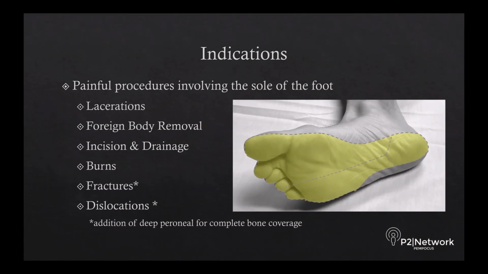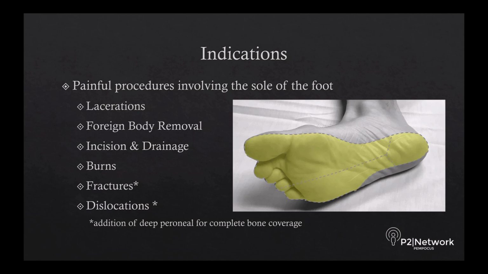The posterior tibial nerve is the terminal branch of the sciatic nerve and provides sensory innervation to the majority of the plantar foot as shown on the image to the right. Indications for performing the posterior tibial nerve block include painful procedures involving the sole of the foot. These can include lacerations, foreign body removal, incision and drainage, burns, fractures, and dislocations.